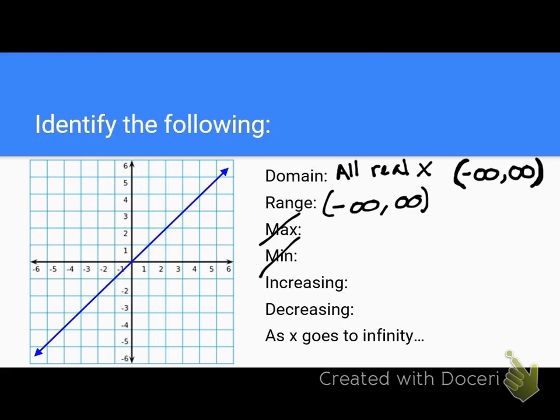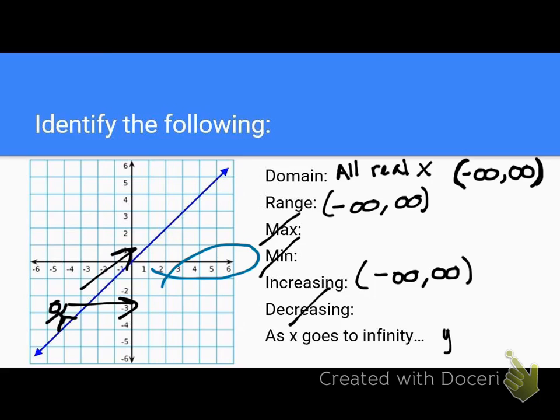And if I stand on this graph and try to walk to the right, I'm forced to go uphill. So I'm increasing this whole time. So I'm increasing from negative infinity to infinity because this line is always constant, right? It's a constant slope. So I'm always going uphill, which means I'm never going downhill, so I'm not decreasing. And as x gets really big, as I go off to infinity, I see that y is getting really big as well. So I say y goes to infinity.